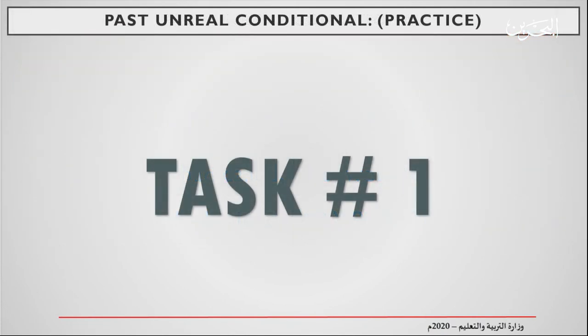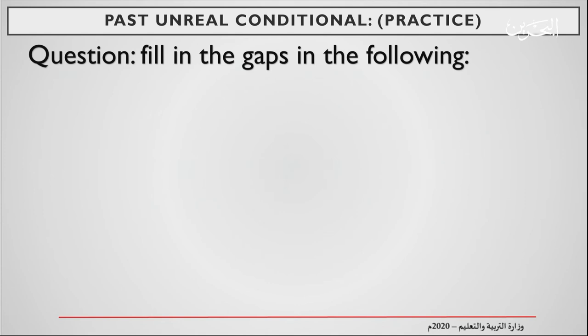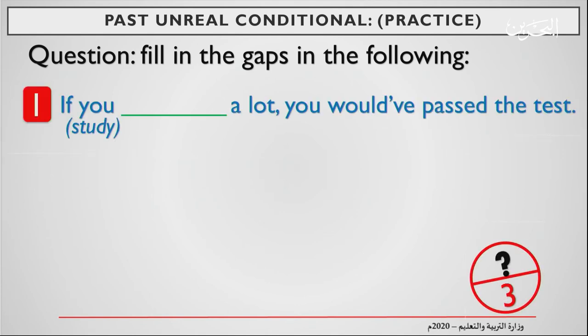So let's jump to task number one. Fill in the gaps in the following, and you have a mark of 3. Number one, if you gap a lot, comma, you would have passed the test. You have to use the verb between the parentheses. You have 5 seconds.